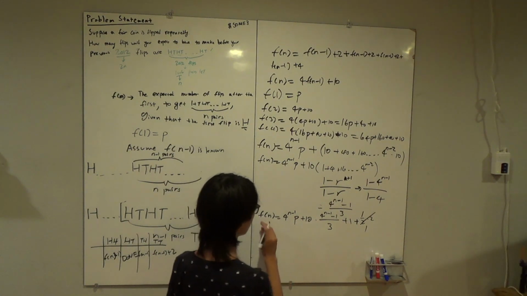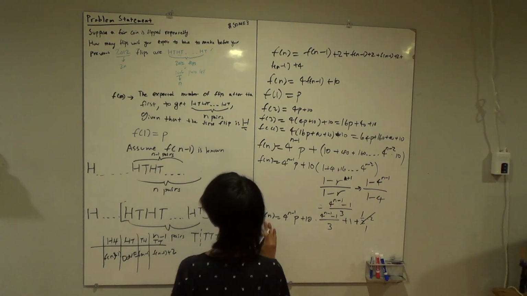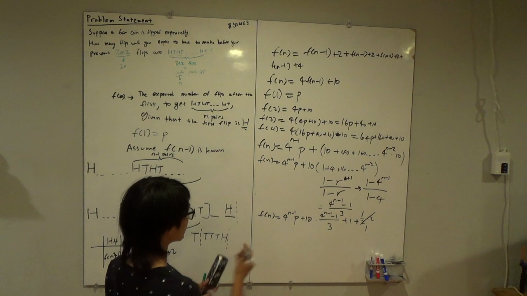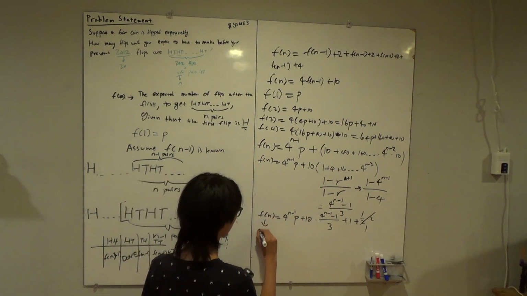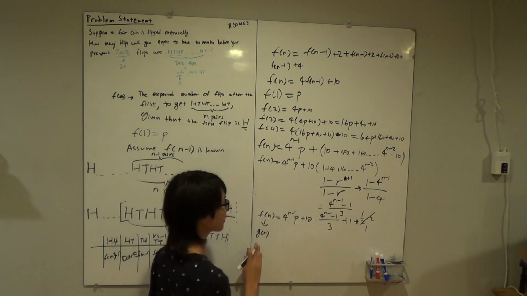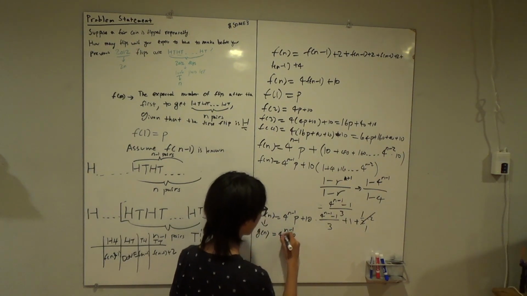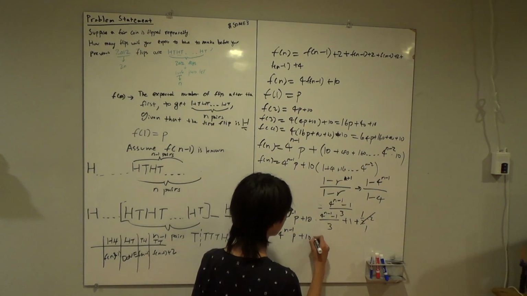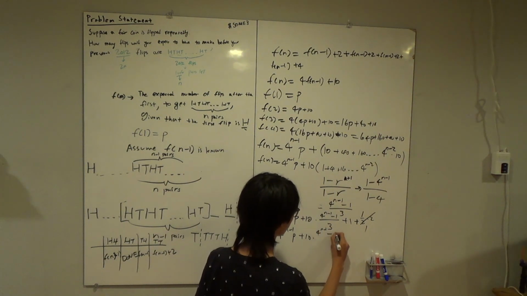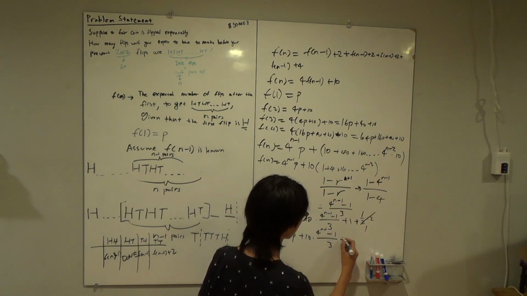And this changes f of n from this definition to a different function. We'll call it g of n. And this will give us our real answer. So g of n is defined as 4 to the n minus 1 p plus 10 times 4 to the n minus 1 minus 1 over 3 plus 2.